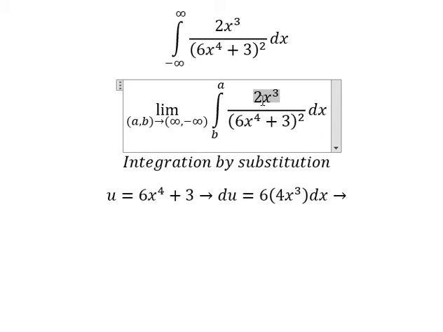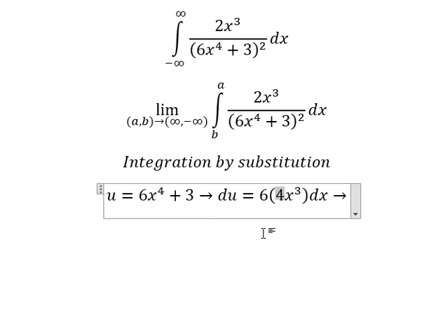Because this one is 2x to the power of 3, this one we have number 6 and number 4. So in this situation, we need to divide both sides by 6 and 2, and that's number 12.